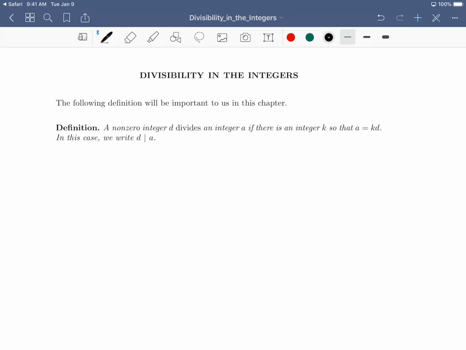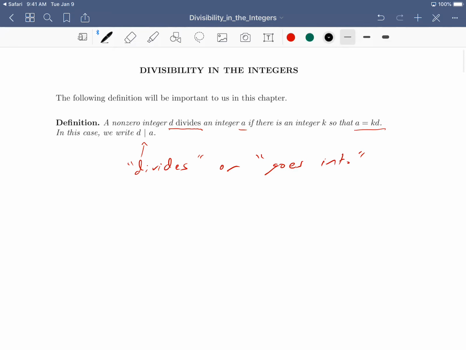So our definition is a non-zero integer d divides an integer a. What that means to us is that there is an integer k so that a equals k times d. And the notation for it is d, straight line, a. That straight line there would be read "divides." So d divides a. Another way you might want to think about it is "goes into." So d goes into a is what we mean by d divides a.